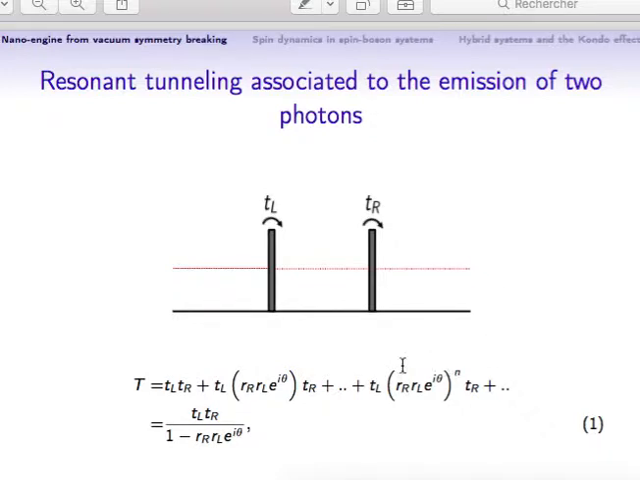If we sum over all the different processes, here's the expression we get for the transmission amplitude, where theta here is the phase acquired during one round trip.